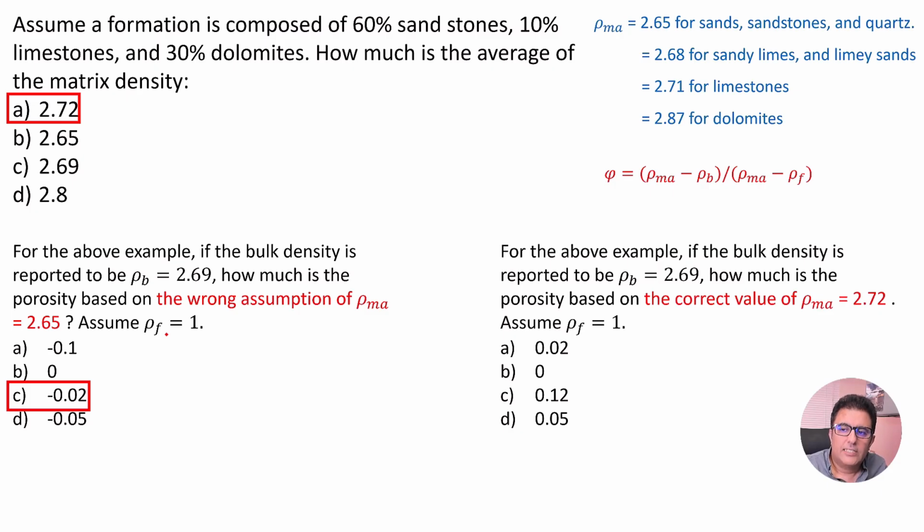Now for the same example, if the bulk density again is 2.69, how much is the porosity based on the corrected value of the matrix density? Assume that again we have the same scenario, but here we assumed the correct lithology and based on that, estimate the porosity. You see that once we use the correct value for the matrix density, or we have corrected our assumption about the lithology, we're going to end up with the porosity to be 0.02 or 2%. That is a reasonable value for the porosity.